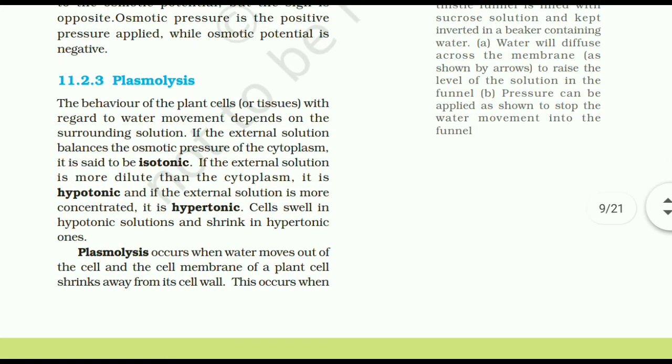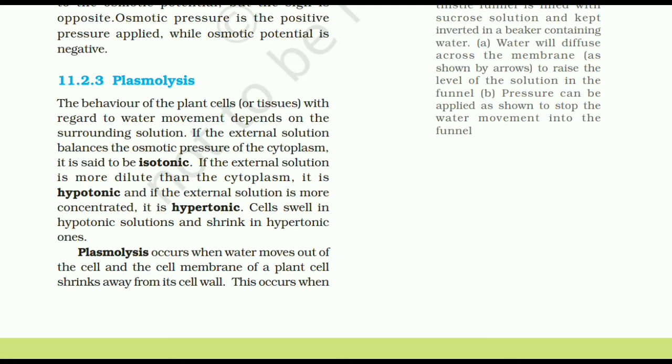11.2.3 Plasmolysis. The behavior of plant cells or tissues with regard to water movement depends upon the surrounding solution. If the external solution balances the osmotic pressure of the cytoplasm, it is said to be isotonic. If the external solution is more dilute than the cytoplasm, it is hypotonic, and if the external solution is more concentrated, it is hypertonic. Cells swell in hypotonic solutions and shrink in hypertonic ones.